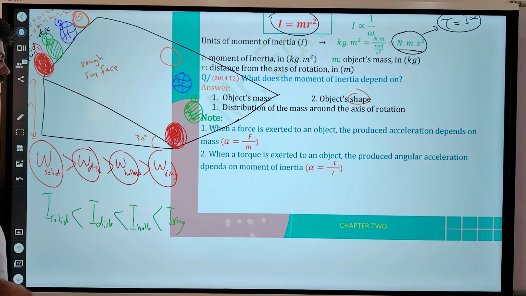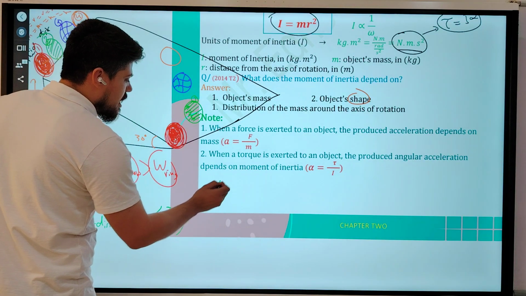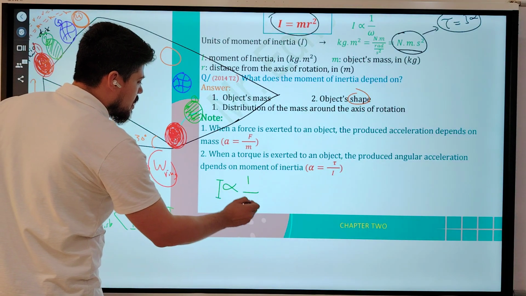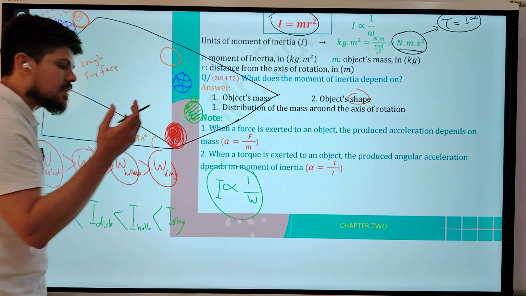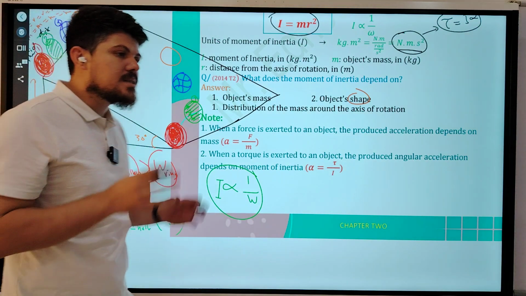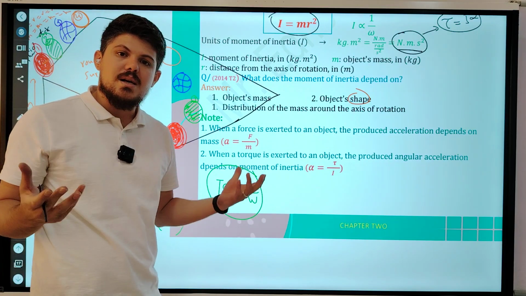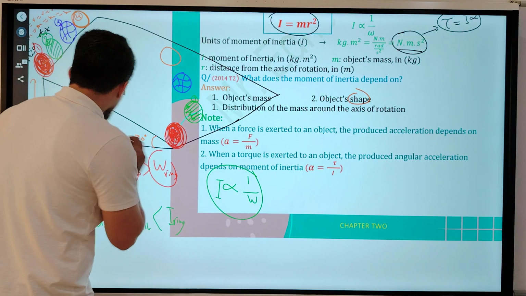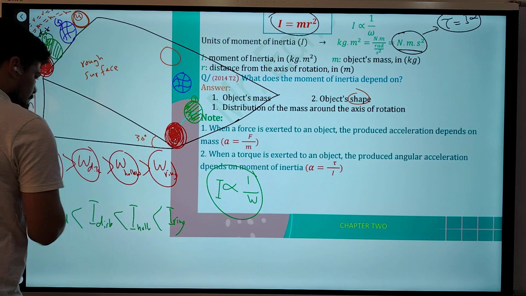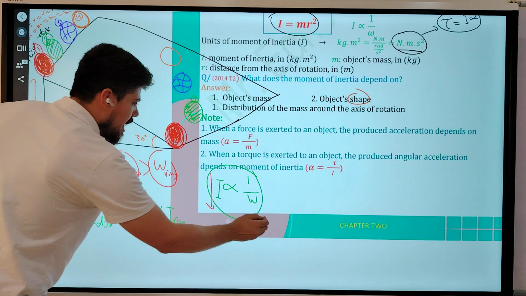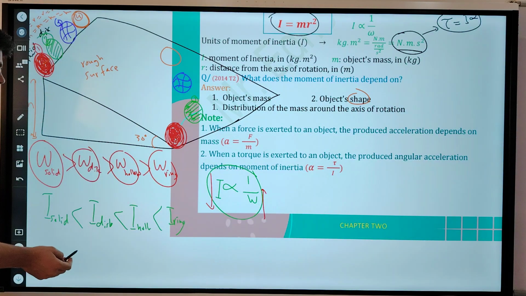So we can conclude that the moment of inertia is inversely proportional to what? To the angular speed. Okay? When does an object have more angular speed? If its moment of inertia is less. Less moment of inertia has what? More angular speed.